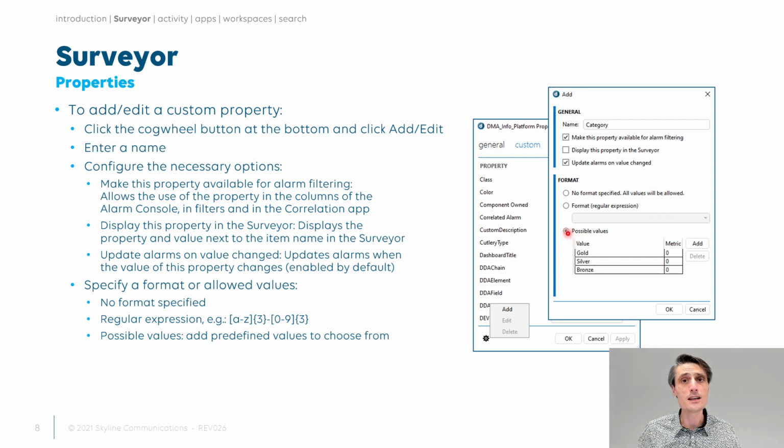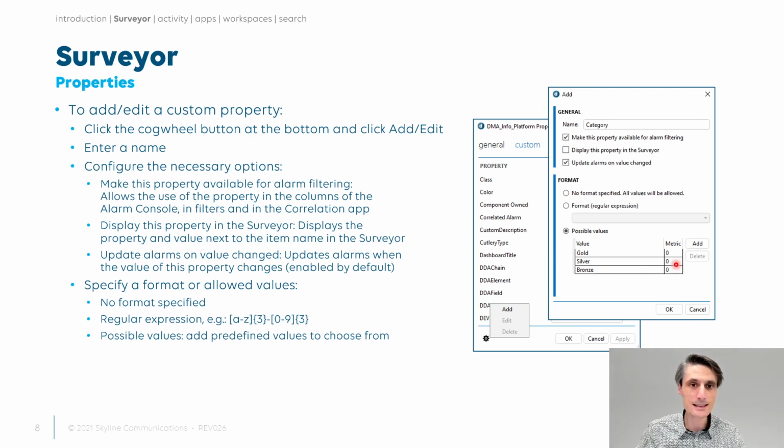The third option you have is possible values. So if you want to have a drop down for the user where he can just pick and choose one of the available options, you can specify all the different possible options, like in this case, gold, silver, bronze. Note the metric that is for sorting purposes. By default, it will be alphabetically done.